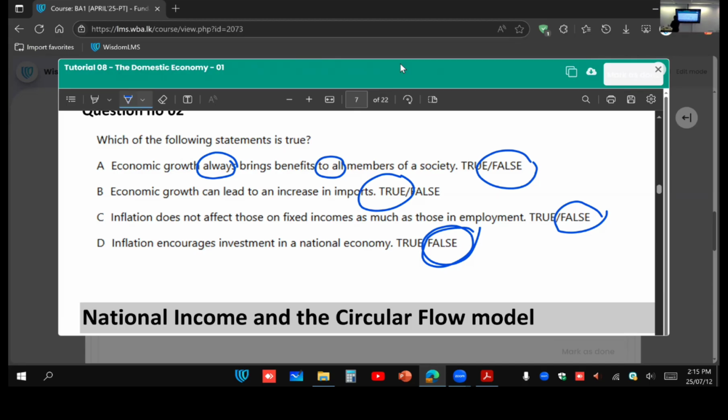The third sentence is again false. I do not want to explain that. Fixed income, that does not need it. So the last one: high inflation levels make forecasting the results of investment projects more difficult.